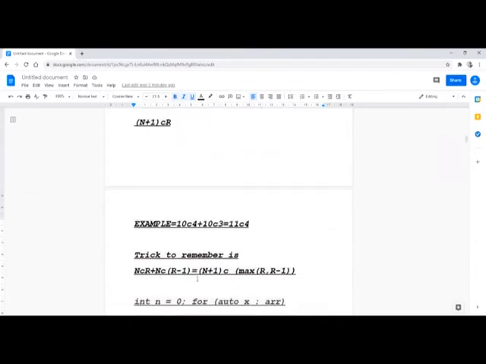NCR plus NCR minus 1 is equal to n plus 1 C maximum of R and R minus 1. So take a small example. Example is 10C4 plus 10C3 is equal to, R is calculated among the maximum of 4 and 3. So the maximum is 4, and n plus 1, where n here is 10, so we write n plus 1, which is 11. So 11C4 is the answer.